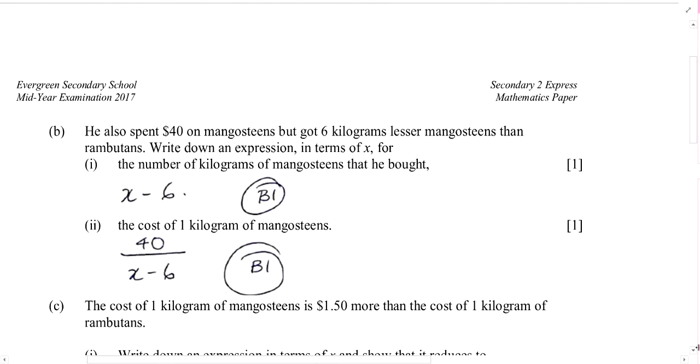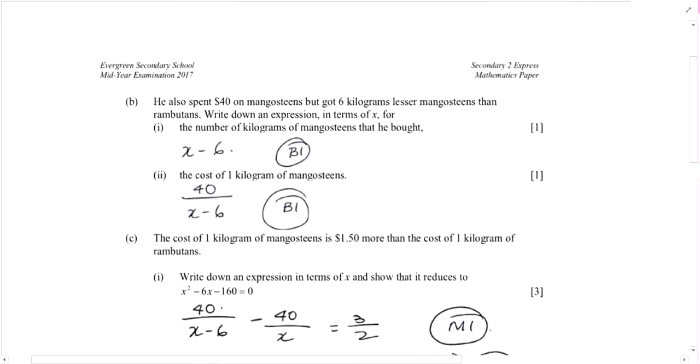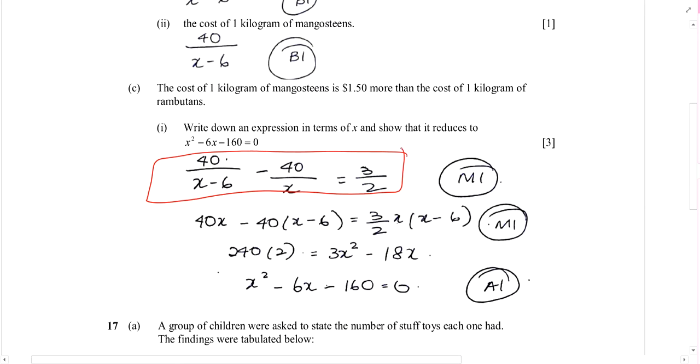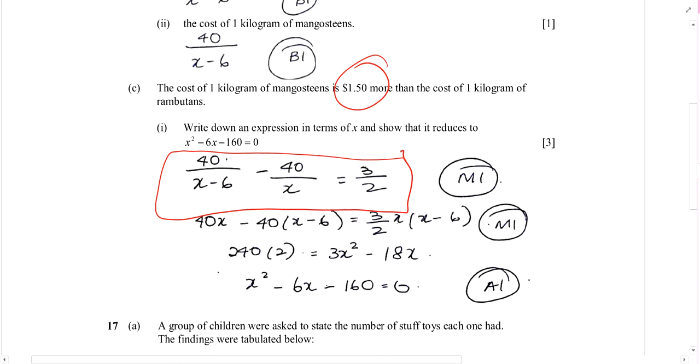And part C, forming of equation. The moment you can form an equation telling us that the difference between the price is $1.50, $1.50 is 3 over 2. You get 1 mark. So this is a question on solving equation. But now your equation is in fractional form. So make denominator the same, get rid of the fraction, write down the quadratic equation. So they tell you to show. So at the end you write down shown.